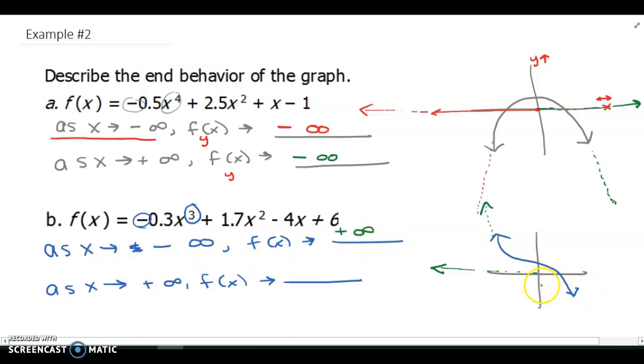And then over here, x goes to positive infinity, so now I'm going right, right, right, all the way. And as I go right, this just continues to go down, down, down. So this would be negative infinity, because remember, f of x is my y value.